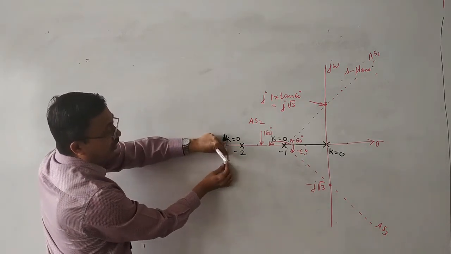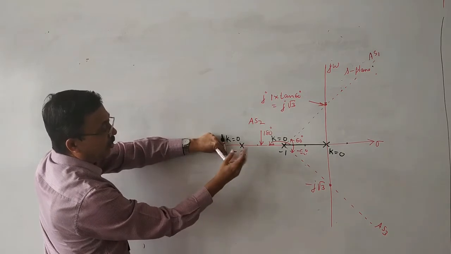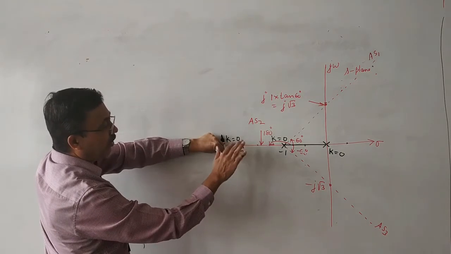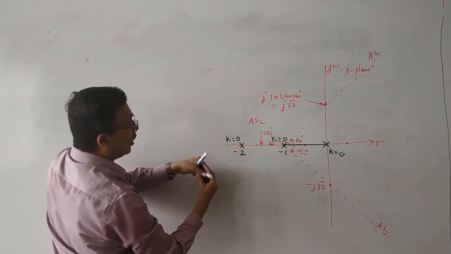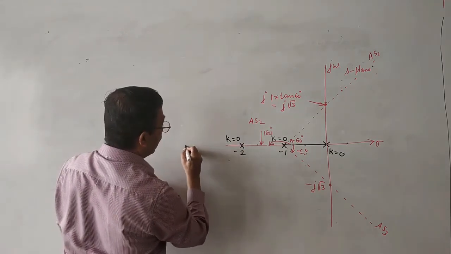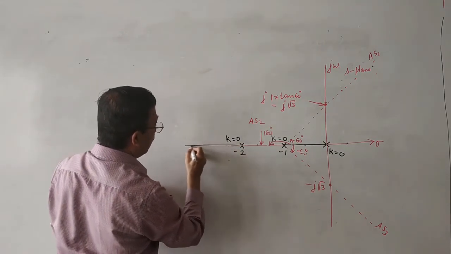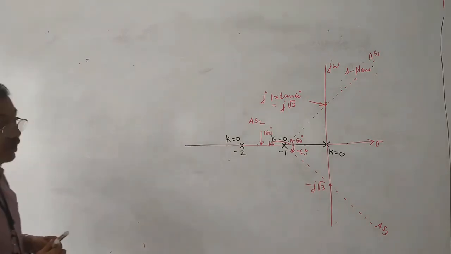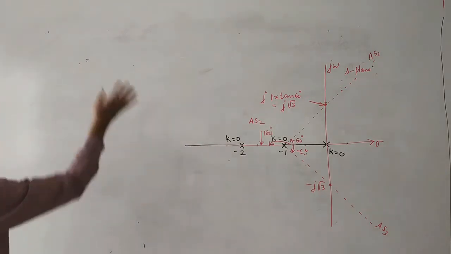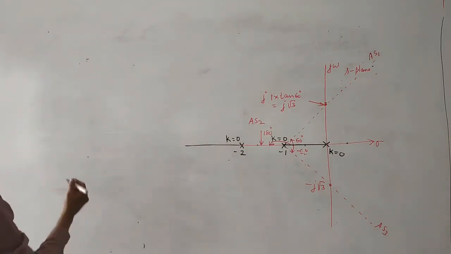How many poles are there to the right of this pen? 3 poles. How many zeros? No zeros. Add. 3 plus 0 is 3. Odd number. Therefore, root locus lies from minus infinity to minus 2. This point you can tell before the determination of asymptotes if you desire.